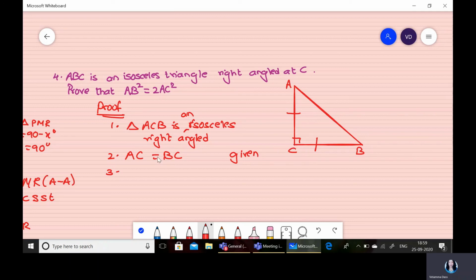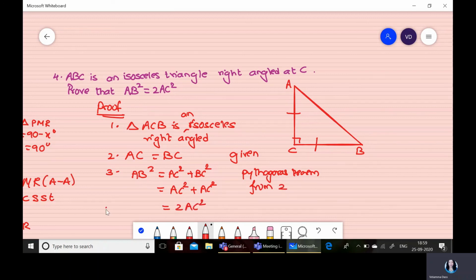And then it is a right angle triangle. So can we use Pythagoras theorem? Yes. If I use Pythagoras theorem, AB square equals AC square plus BC square, and here I write the reason: Pythagoras theorem. Here we want to prove that AB square equals 2AC square. Can I write AC instead of BC? Yes, because AC and BC are equal and we have to prove 2AC square. So here instead of BC I can write AC. So we get ultimately 2AC square.